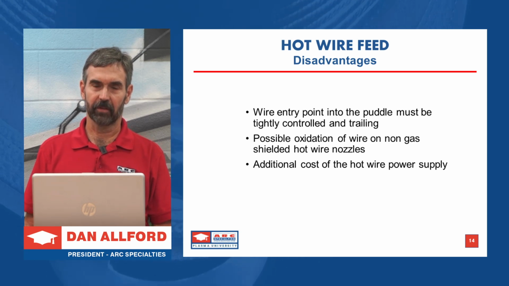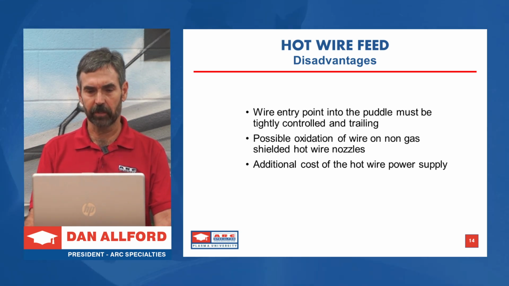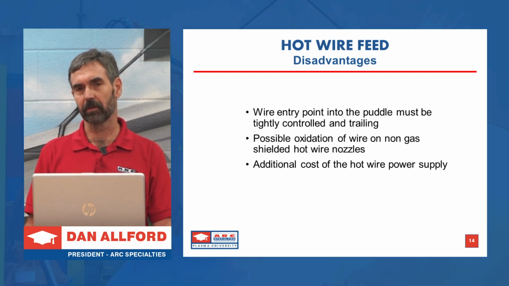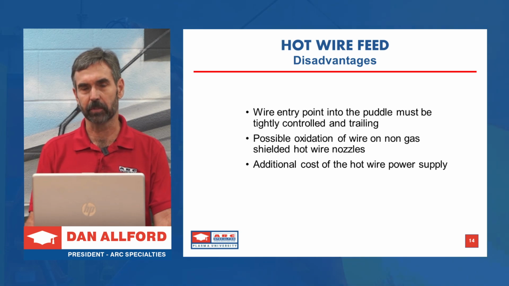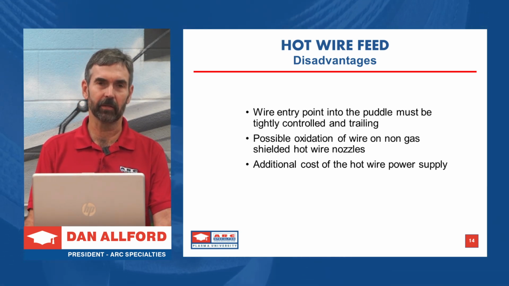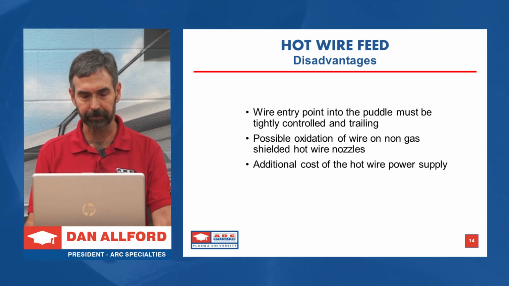But there are always disadvantages. The one disadvantage is you have to have the wire trailing the arc. It always has to come in behind. That's where the puddle is largest. There's always exception to the rules, but the easiest way to do this is to hit the puddle behind the arc because it's molten at that point. So we're feeding the wire in directly into the back.